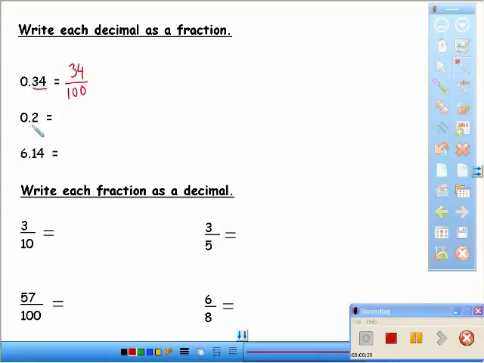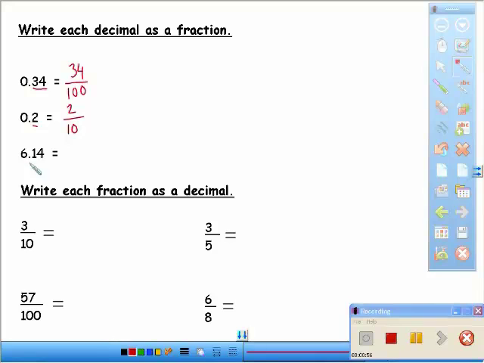Now, this number here, 0.2, what place is the 2 in? That's the tenths place. So it's 2 tenths, which would be 2 over 10. Now, if I've got this one, 6.14.